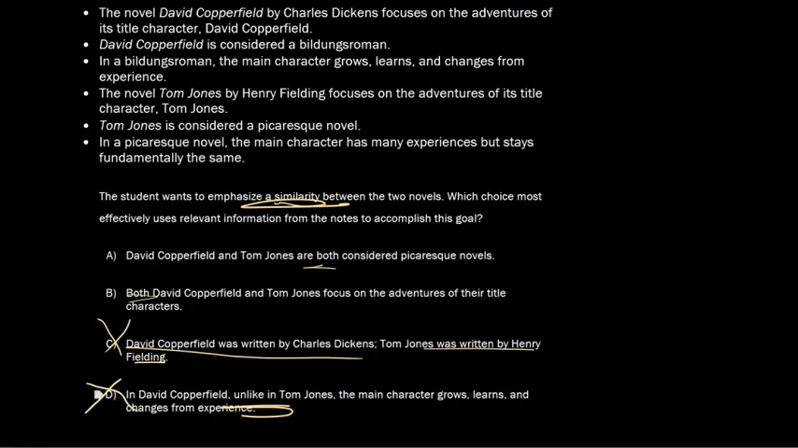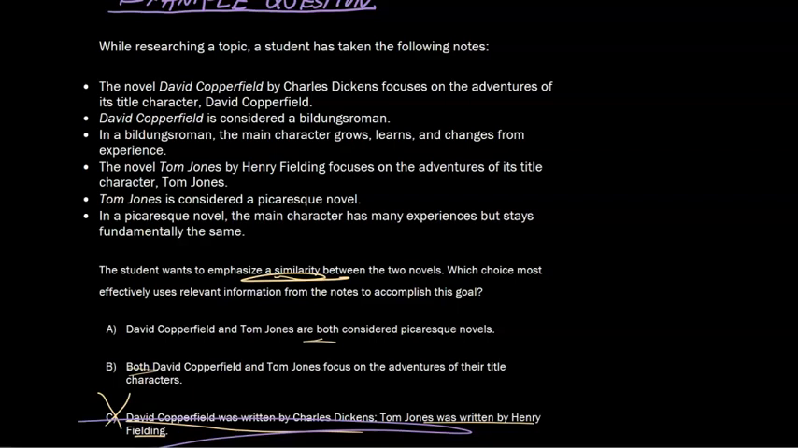I don't have to read the passage. I don't need to know who Charles Dickens is. I don't need to know who Tom Jones is, Henry Fielding, whatever. I can already tell you that these 2 choices are wrong because there's no similarity here. Completely wrong. So now I just need to figure out which one of these is correct.